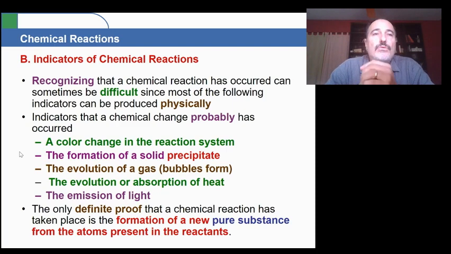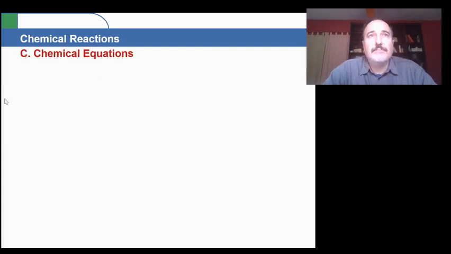So all of those can be reproduced physically, and it can be kind of confusing at times. And therefore, the only definite proof that a chemical reaction has in fact taken place is the formation of a new pure substance from the atoms present in the reactants. So you have to test it and see if you end up with something new. It's the only 100% surefire way.